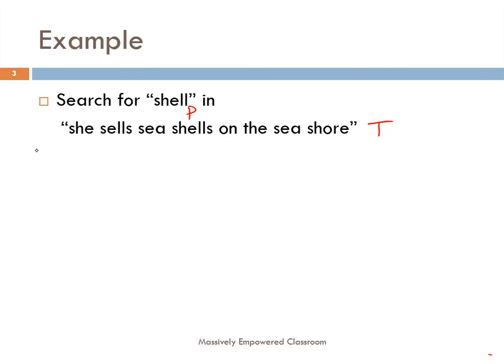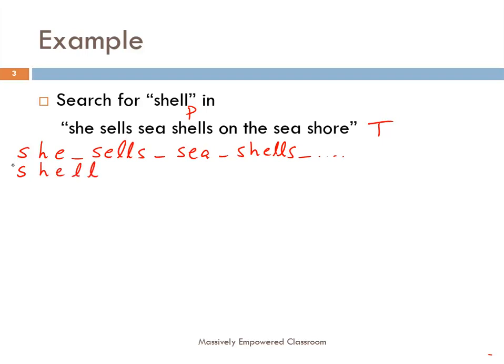So let me write the characters in this given text. There is "she" and a space, "sells," "sea," "shells." I will not write the rest of it because we know that at this point we are going to find a match for "shell." Now how do we begin? We begin by writing the pattern here essentially.